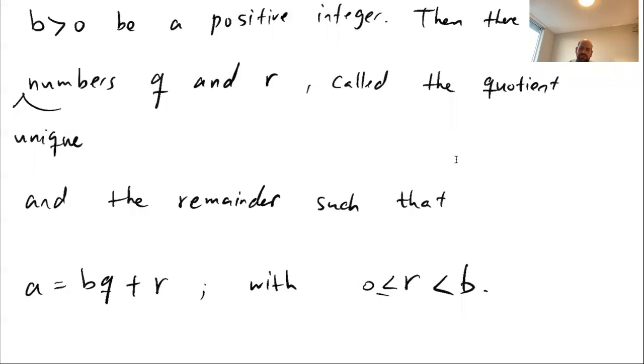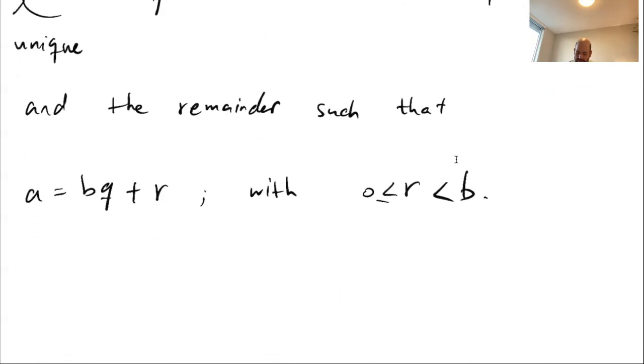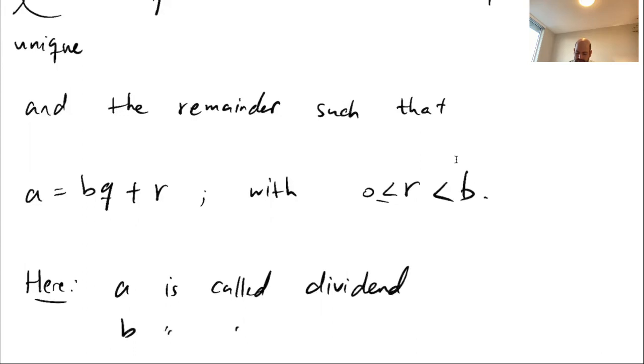So the division algorithm says that whenever you have two numbers, here A is called the dividend, B is called the divisor. Whenever you want to divide one number by another, as long as the divisor is a positive integer, you can do that. And there's always a number called quotient and a number called remainder.